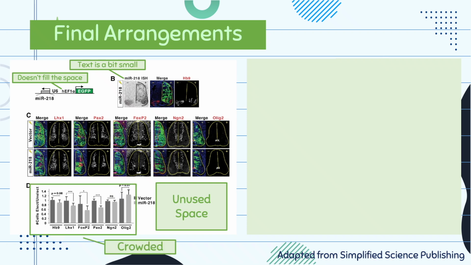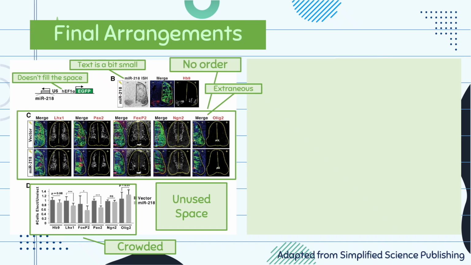So for example, here in panel D, we can see this is quite crowded, and I have a ton of unused space next to it. The text is quite small in panels B and C, and looking at C, this text that says merge, it's a bit extraneous. I think looking at it, we all understand, or at least in the field, they would understand what that is. In addition to that, in panel C, the images are in no real particular order.